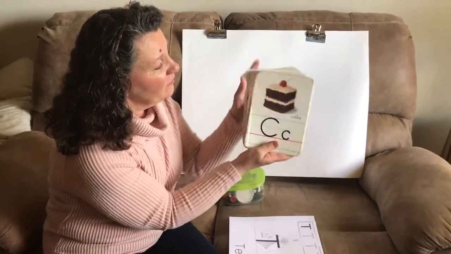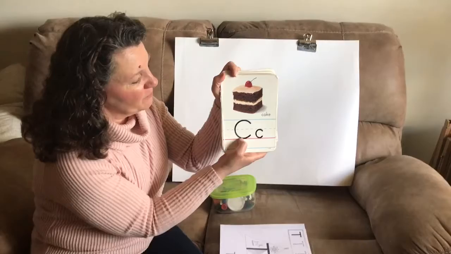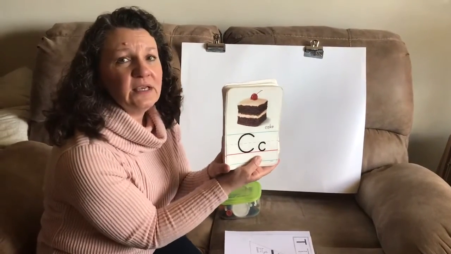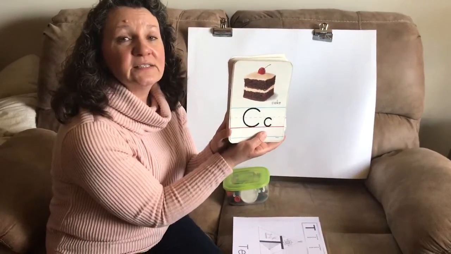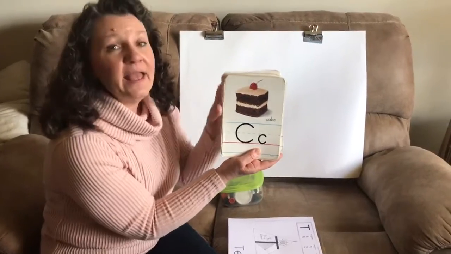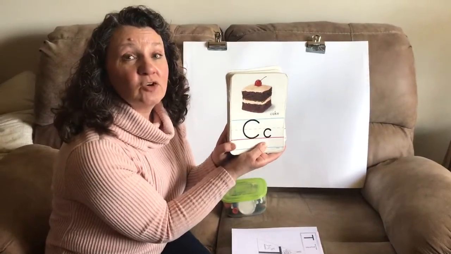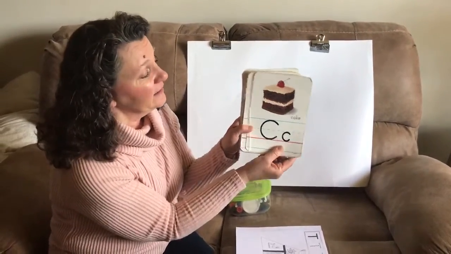And here we have the letter C. We have our capital C, our lowercase c. The letter C makes the k sound, like cake and candy and corn and carrots.